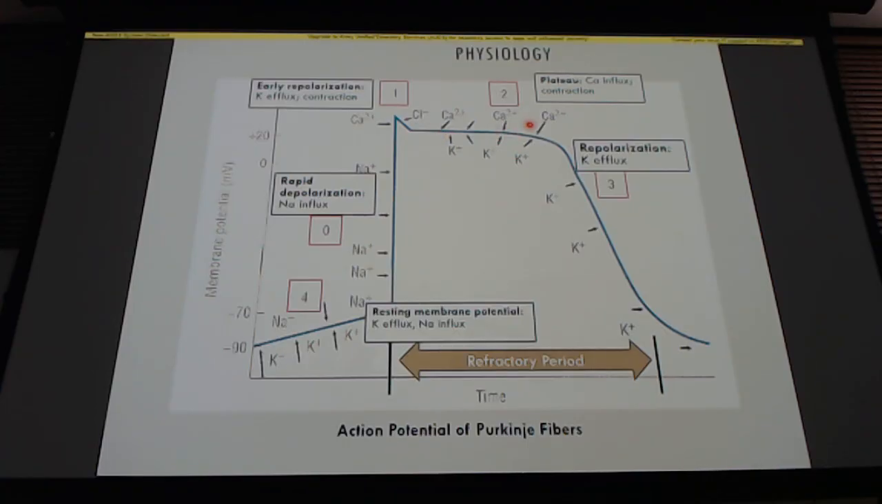And then you have the plateau occurring because yes, you're pushing out the potassium, but I'm also pushing some calcium in. And then your repolarization, which is again now I'm just pushing out my potassium, and then that's when I become more negative, and I'm back at my resting membrane potential, which would be another phase 4 essentially over here.